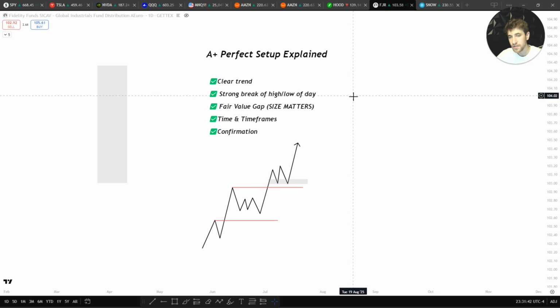So that's one thing right there, but another thing you really want to focus on is that it's a high of day and a low of day level only, right? A lot of you guys trade levels that are not the high of day and low of day. Those don't have a lot of follow through, okay?